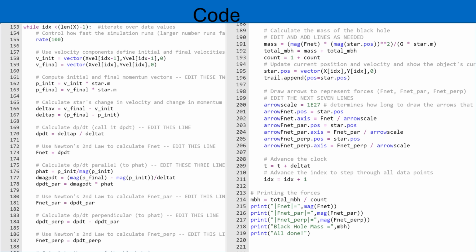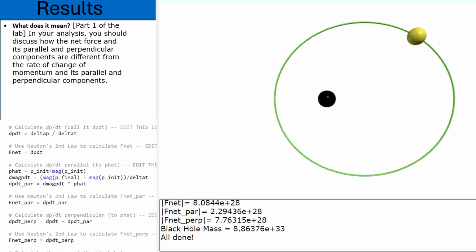F net equals G M times m2 over r squared, and this is the equation you get when you reverse this to find mass. And then because each time this simulation is done, it gives you a different value, you actually have to add up each of those masses every tick, and then we're going to count those ticks, and in the end we're going to divide that total mass by the count. So the result is the black hole mass equals 8.8637 e33 kilograms.